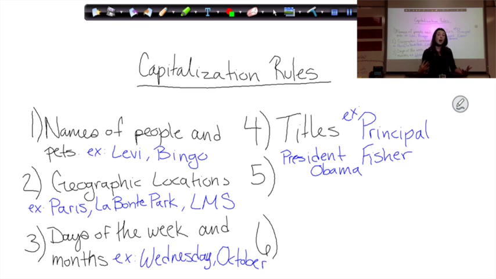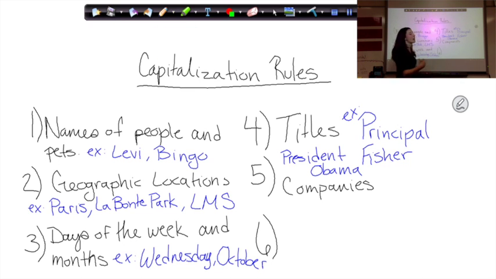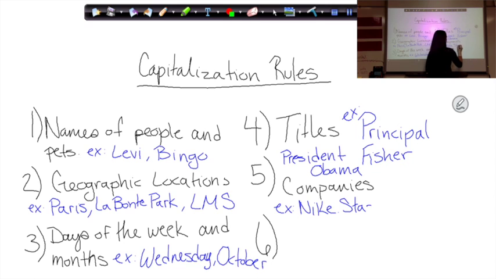Another one that we're going to talk about is companies. Companies are a brand name. So they're established, they're specific. If you just say the company, okay, well, which company? For example, to make company a proper noun, think of a specific company, such as Nike or Starbucks. Whatever company falls under the specific title, that's going to be capitalized.